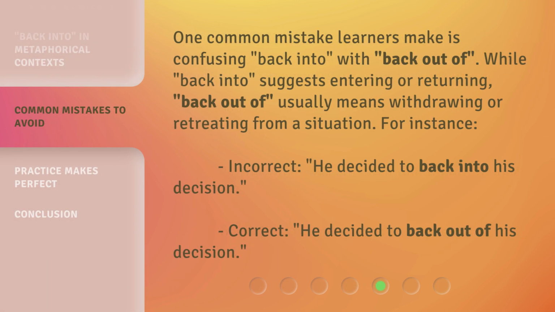One common mistake learners make is confusing back into with back out of. While back into suggests entering or returning, back out of usually means withdrawing or retreating from a situation. For instance, incorrect: he decided to back into his decision. Correct: he decided to back out of his decision.